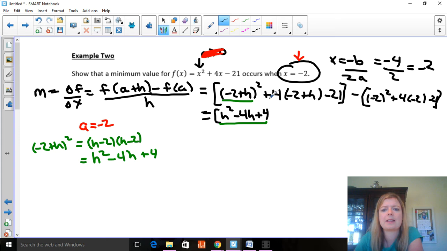Now we expand this 4 times -2 plus h, so that's not a plus, that's a minus 8 plus 4h. So -8 plus 4h, that's just this being expanded. And then minus 21.